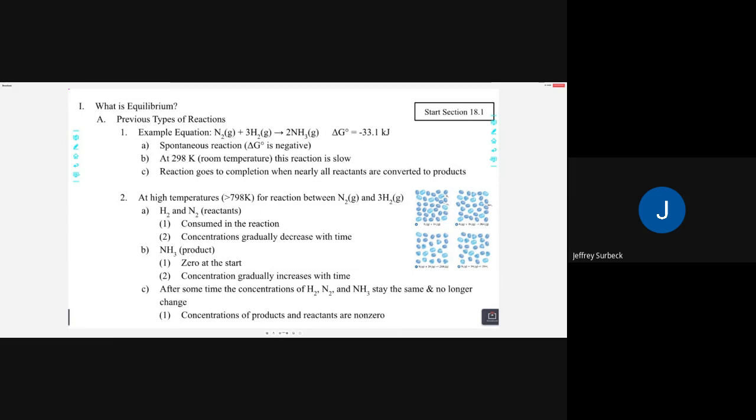So far, in previous examples, nitrogen and hydrogen react to produce NH3, or ammonia, and that was it. Now we're going to have NH3 break down into N2 and H2, and all this is happening simultaneously. What we have here is what we refer to as chemical equilibrium. Questions?